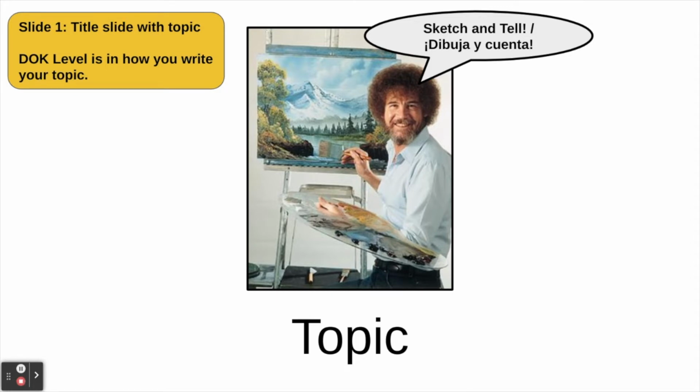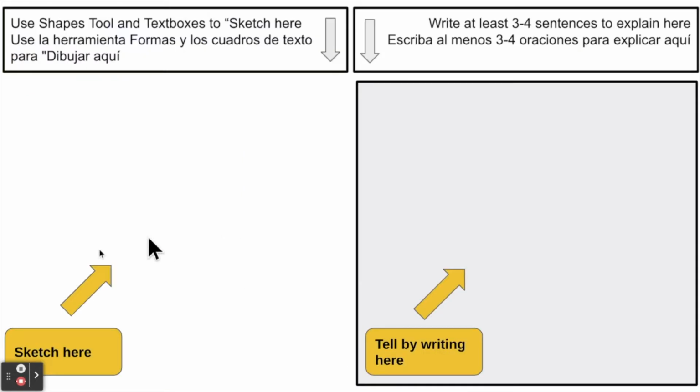And the DOK level is in how you write your topic. So take a look at the different DOK level type questions and write your topic based off of that to try to get DOK levels 3 and 4. So here's what it would look like on a plain template here.